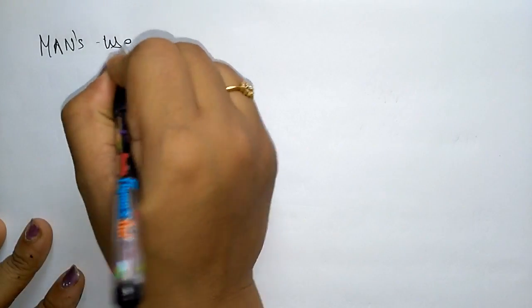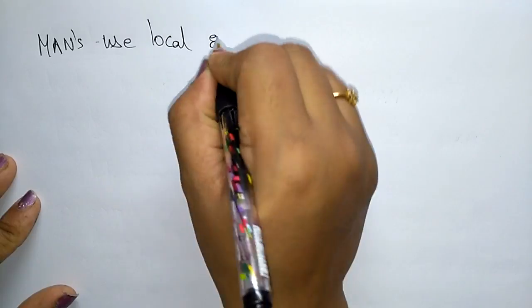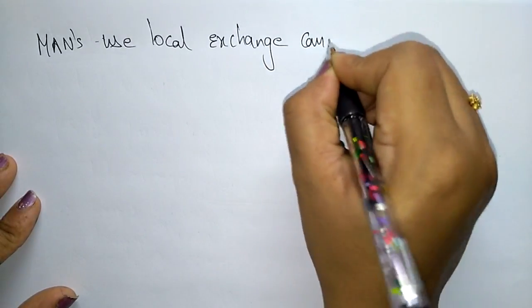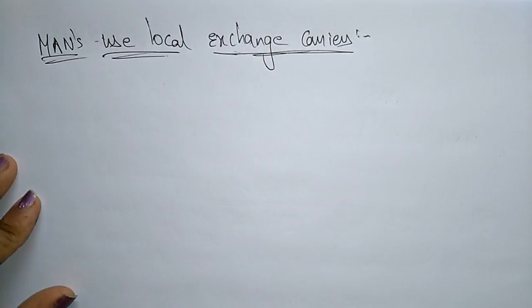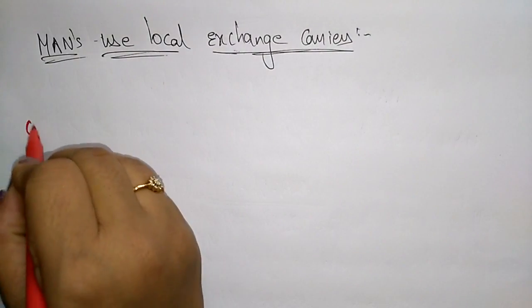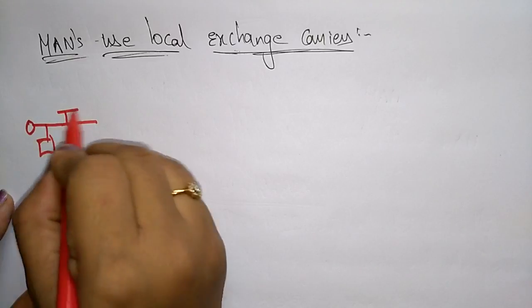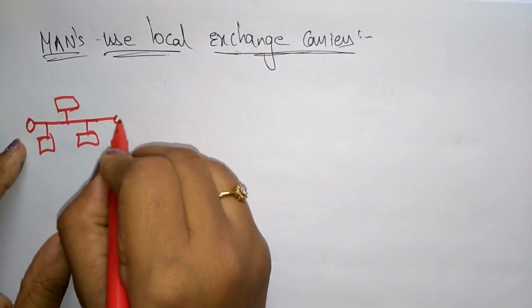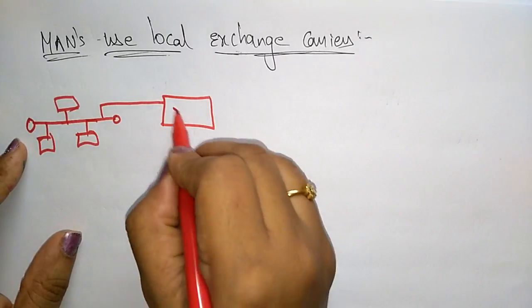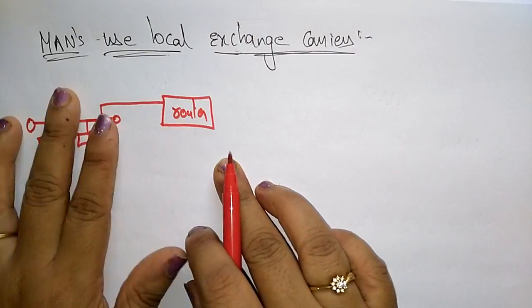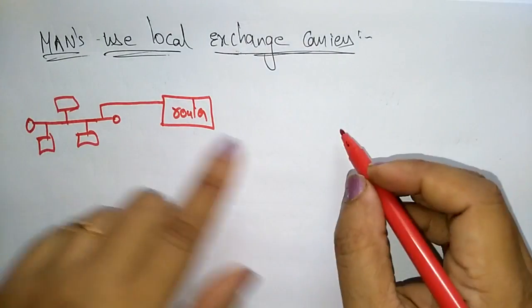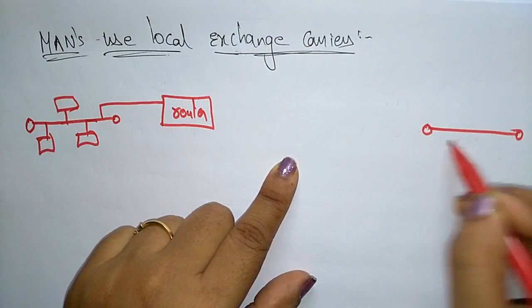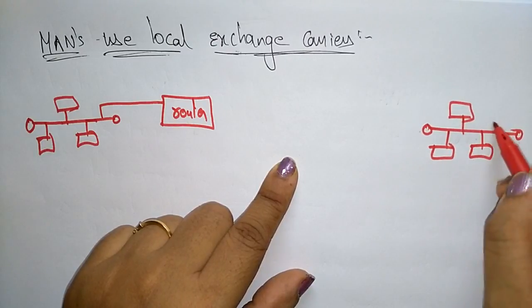Let me draw a simple diagram of how the MAN will be located. A metropolitan area network uses local exchange carriers. Suppose there is a downtown office. There the systems are connected using a bus topology with bus technology, that is Ethernet, connected to a router. This is one office, where all the systems are connected to the router. Another warehouse is also there, where the systems are connected with the help of a LAN, local area network.